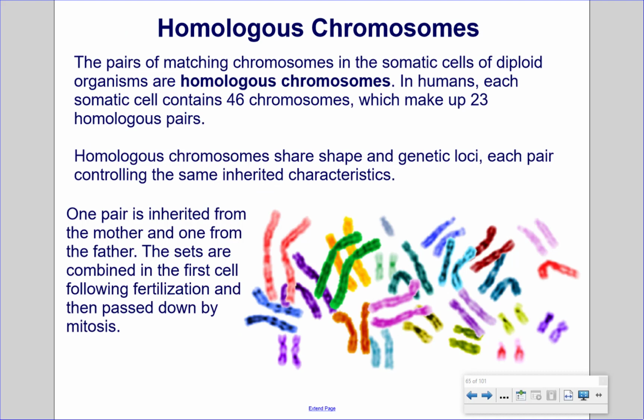Homologous chromosomes. The pairs of matching chromosomes in the somatic cells of diploid organisms are homologous chromosomes. In humans, each somatic cell contains 46 chromosomes, which make up 23 homologous pairs. Homologous chromosomes share shape and genetic loci, each pair controlling the same inherited characteristics. One pair is inherited from the mother and one from the father. The sets are combined in the first cell following fertilization and then passed down by mitosis.